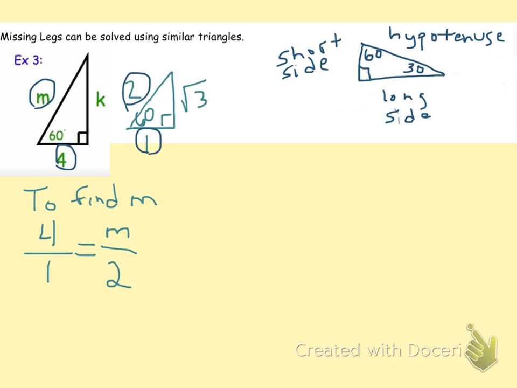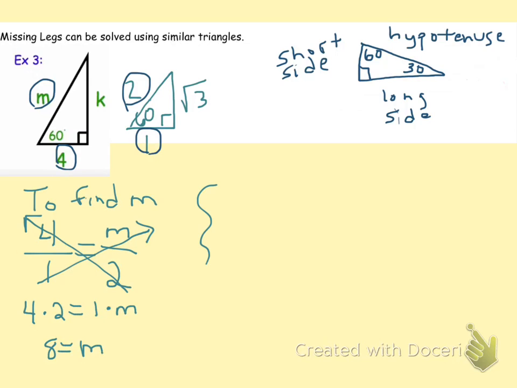Now we need to solve for M. We solve for M by cross multiplying. So we have 4 times 2 equal to M times 1. So we're left with 8 equals M. So now we've solved for M.